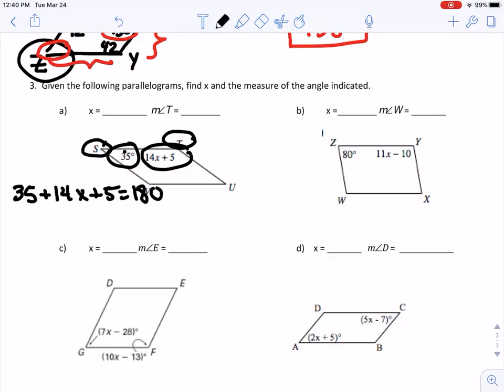There's your equation. Once you have that, let's solve it. So let's combine your like terms. So 35 plus 5 is going to be 40.